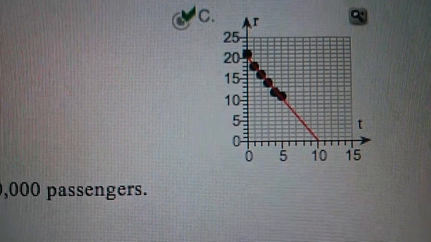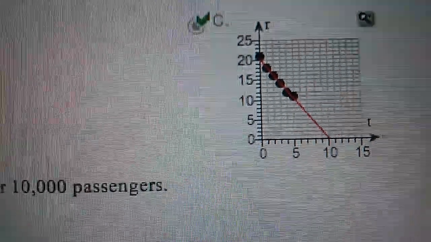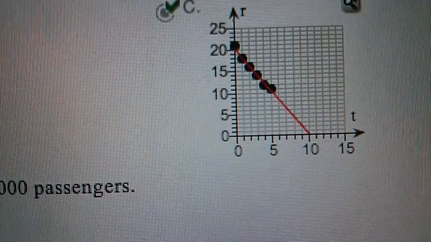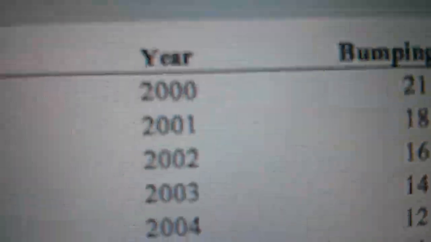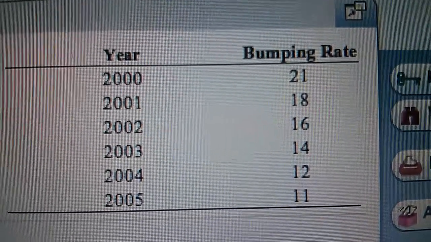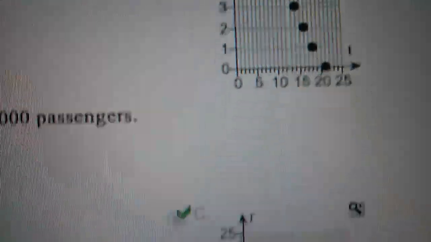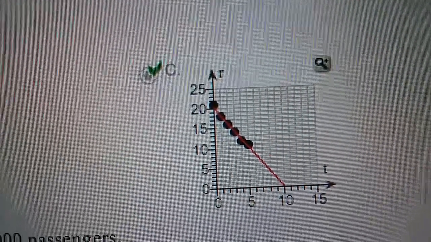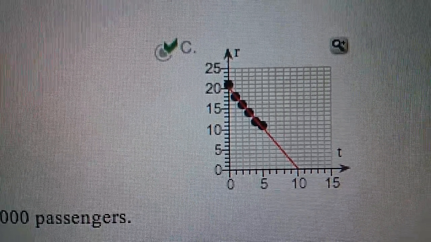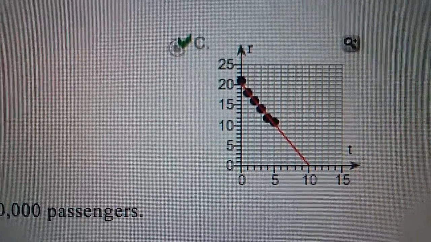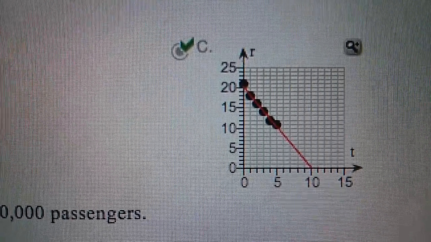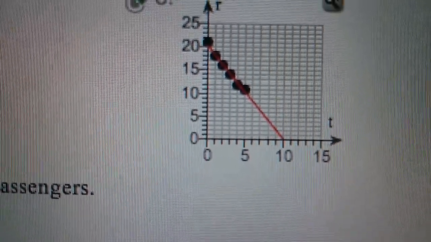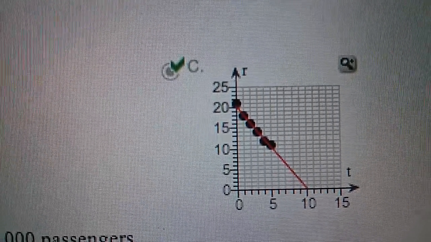Okay, but we know that represents the year 2000. So how many people are being bumped in the year 2000? Well, we know from the data itself, it should be at 21, right? That's from the data. But we kind of had to make a compromise when we made this line and say, you know, not all of the data points fall on that line. So some of the real data isn't going to be on that line, but we can use that line to predict what's going to happen in the future. Okay? So there's a little bit of a compromise there.